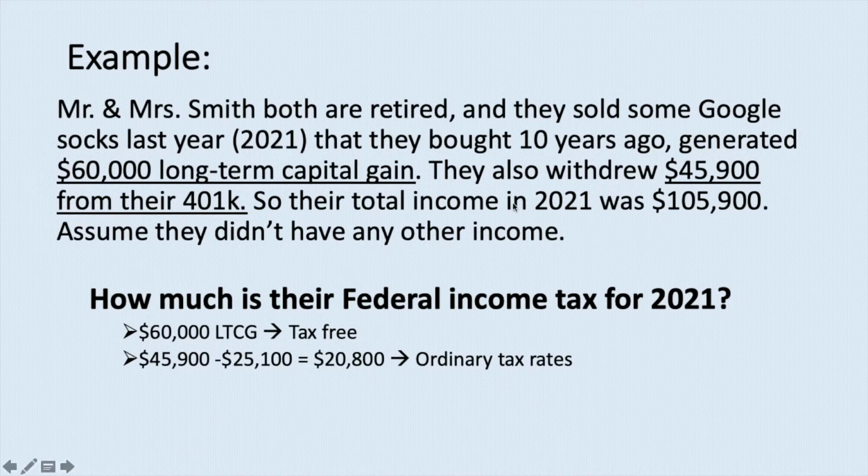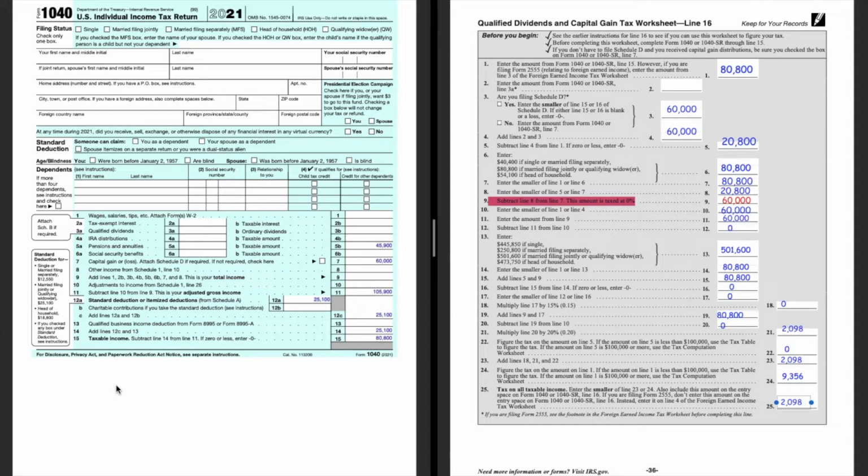Then how about the money you withdraw from your 401k? Well, it's this money minus the standard deduction as married filing jointly, so you get $20,800. This amount is going to be taxed at ordinary tax rates. So that would give you $2,098. On the Form 1040 and the dividend and capital gain worksheet on the form, you can see how this example number shows up.